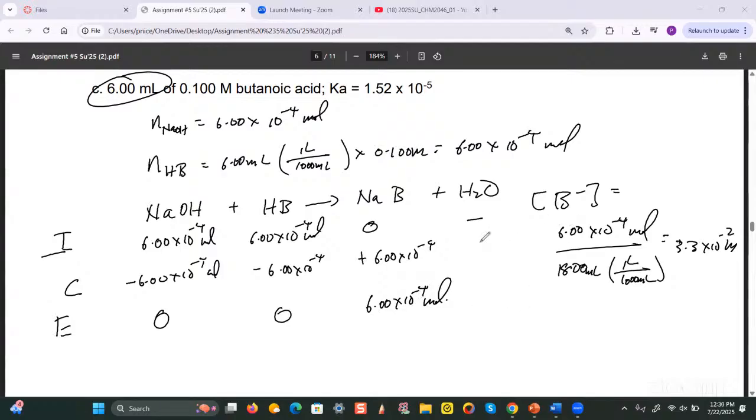Now the question is, how do we determine the pH based on the fact that only B minus is present? Well, the key thing you need to recognize is that B minus is a base, right? And therefore it's going to interact with the water molecules as a base.